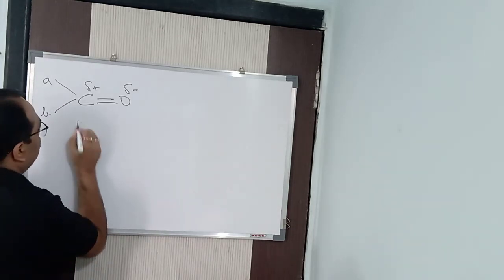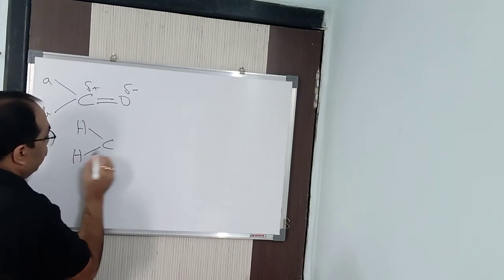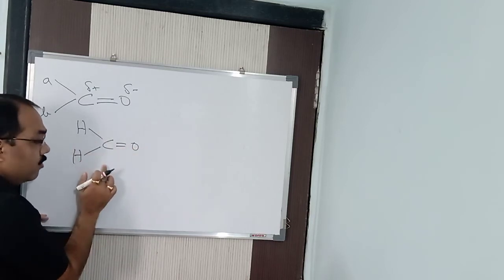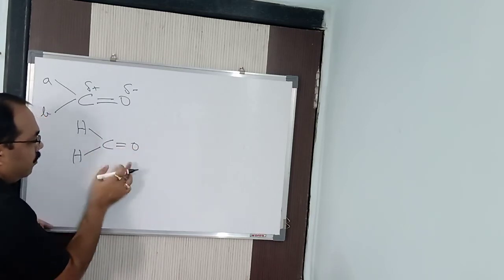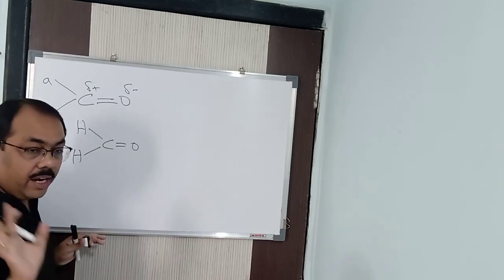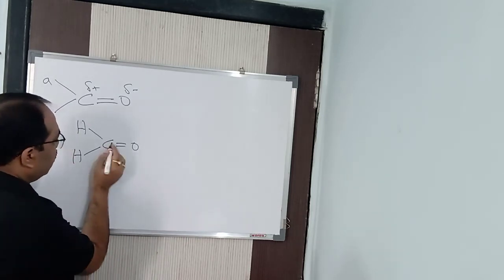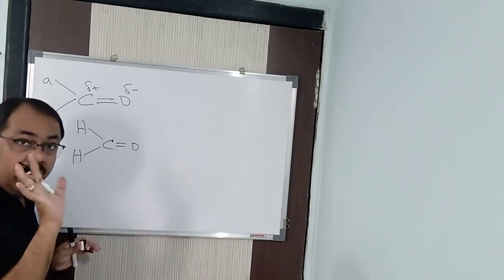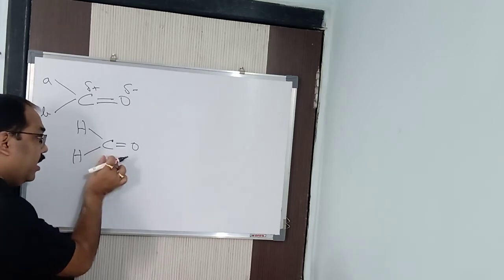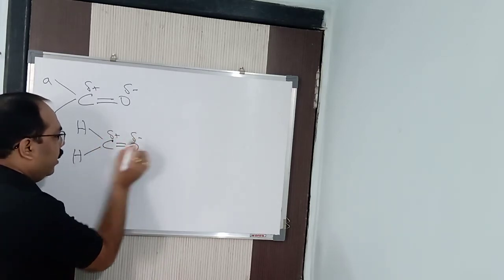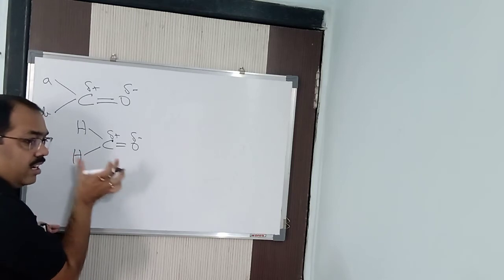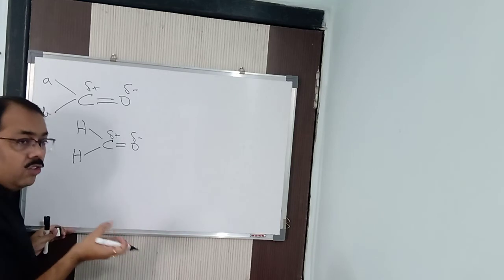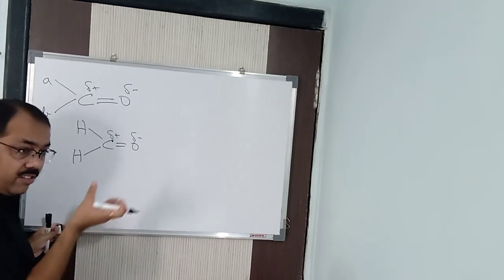So if two hydrogens are there, as I already said, it is neither electron donor nor electron withdrawing, so this is the most reactive. Which compound is it? Formaldehyde. Formaldehyde is highly reactive in nature, because the electropositive character of the carbonyl carbon is maintained here. Hence it is the most reactive species, because it readily attracts a nucleophile towards itself.